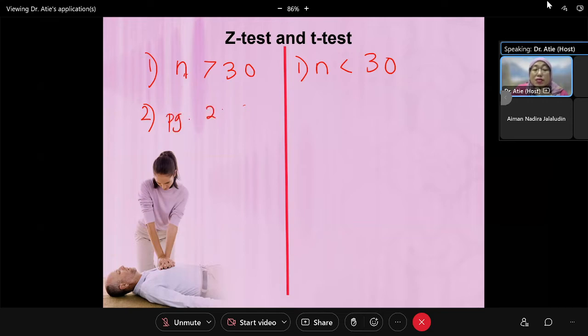The table that we use is on page 208, but for the t-test, the table that we need to use is on page 209. So it's slightly different. And then for the z-test, we just need the information mu and also sigma. And if we have the sampling mean, then we also need n. But for the t-test, we need more information.